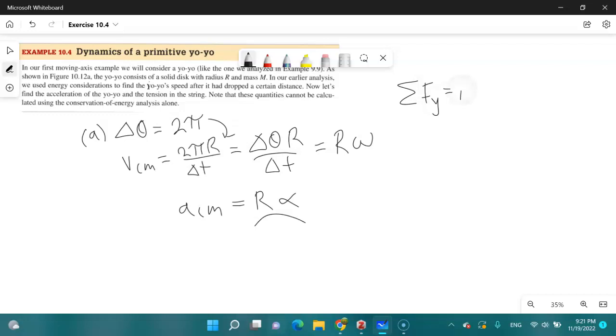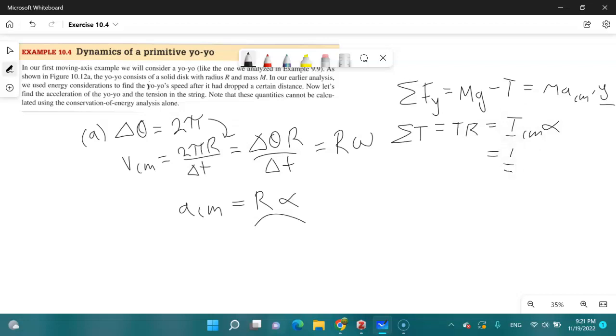And this is actually going to be the mass times the gravity, the weight, minus the tension, and this is going to equal the mass times the acceleration in the y direction, just to specify that it's in the y direction. And then the sum of torques is going to be the tension times the radius, and that's equal to the inertia times alpha here.